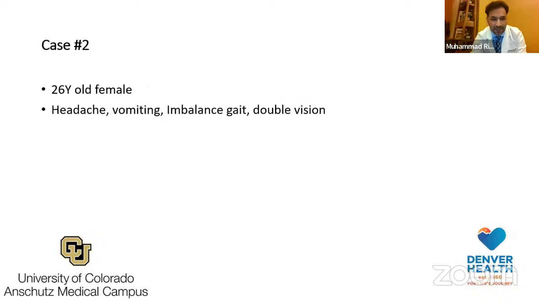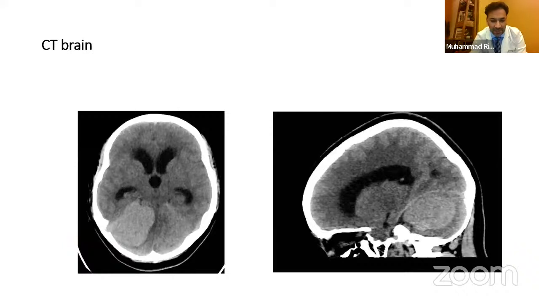So my second patient is a 26-year-old female who presented to Denver Health Medical Emergency Department with headache, vomiting, imbalance, gait difficulty, and double vision. CT scan was done in the ED, which showed this right cerebellar lesion going into the CP angle with massive hydrocephalus. Clinically, she was awake and alert with GCS 15, so we didn't feel like putting an EVD in the ED. She was kept in the surgical intensive care unit on high-dose Decadron, and surgery was planned.